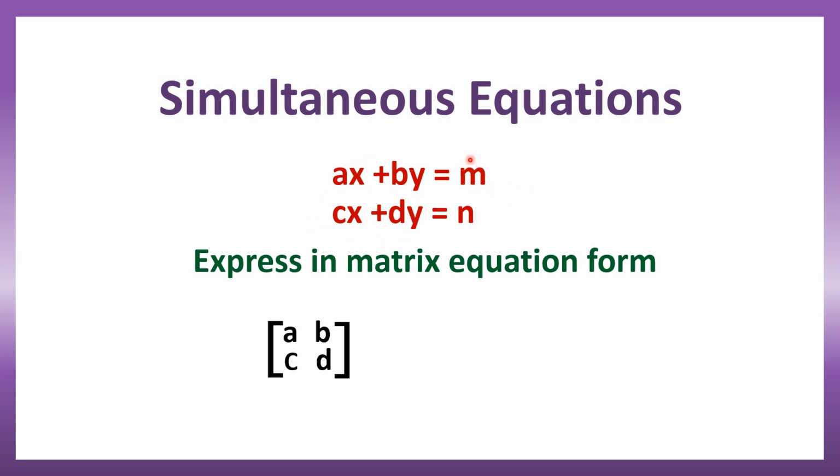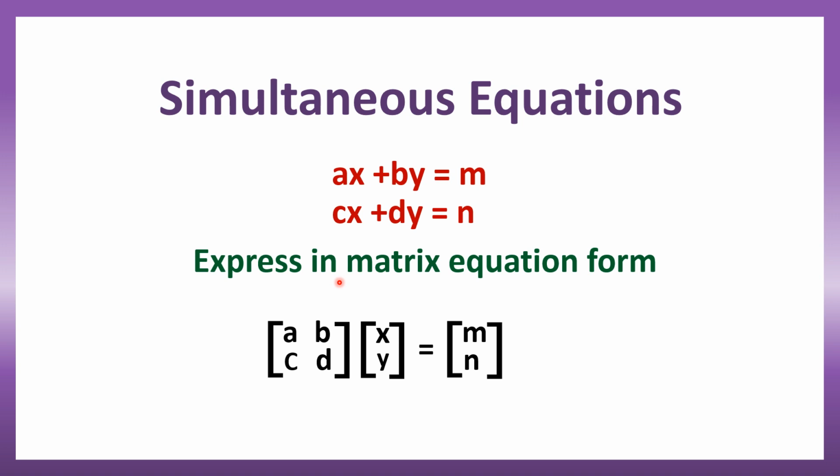And the right hand side elements are also there, so both of them are in the same order. Hence, it is easy for us to form a matrix out of it. Matrix of a, b, c, d. That is how we form this matrix. And then our next matrix is the matrix of the variables, matrix of x, y. Then coming to the right hand side, we have to form a matrix of these elements also. So that is equal to the matrix of m, n.